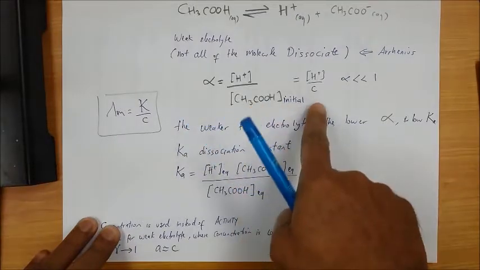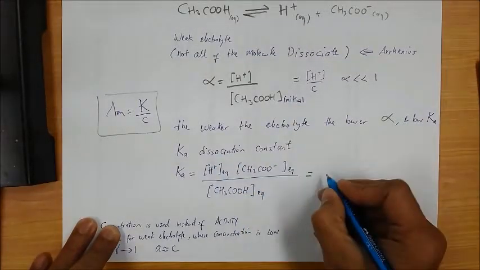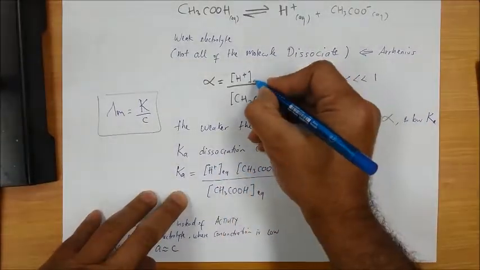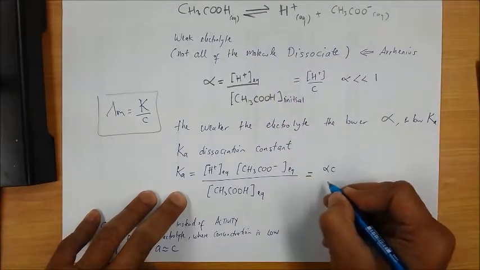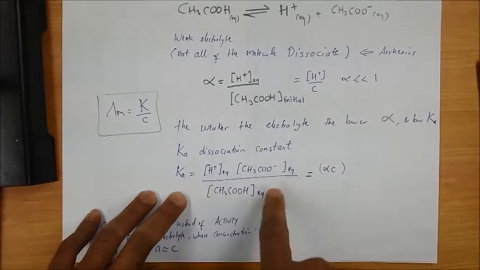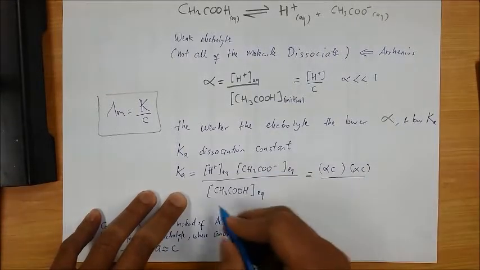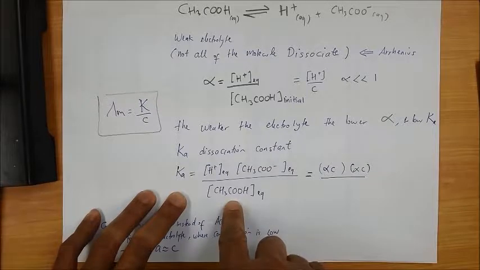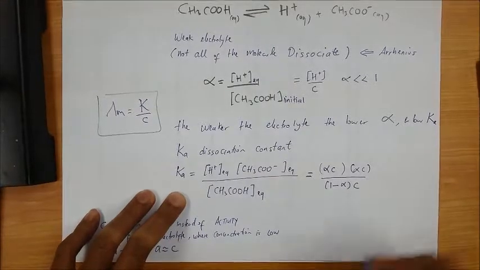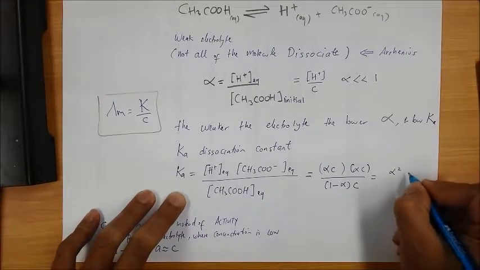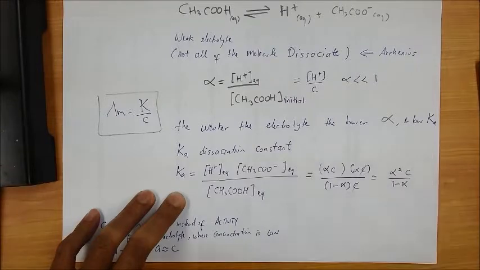Let the initial concentration be C. Then the concentration at equilibrium for the proton would be alpha times C. This will be the same as the concentration of the acetate, also alpha times C, and the remaining amount of undissociated acid would be 1 minus alpha times C. I can simplify this into alpha squared times C over 1 minus alpha, because I remove one C here.